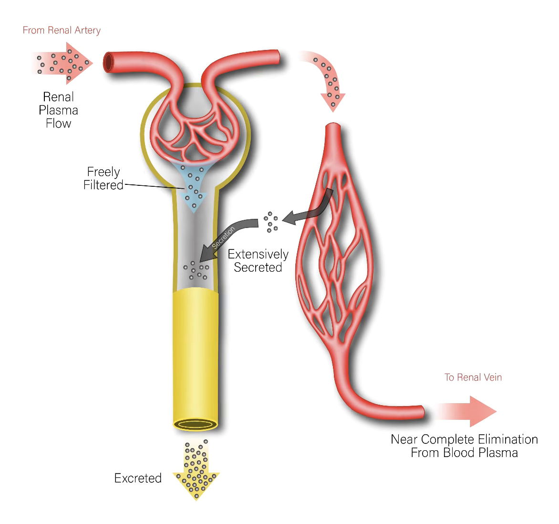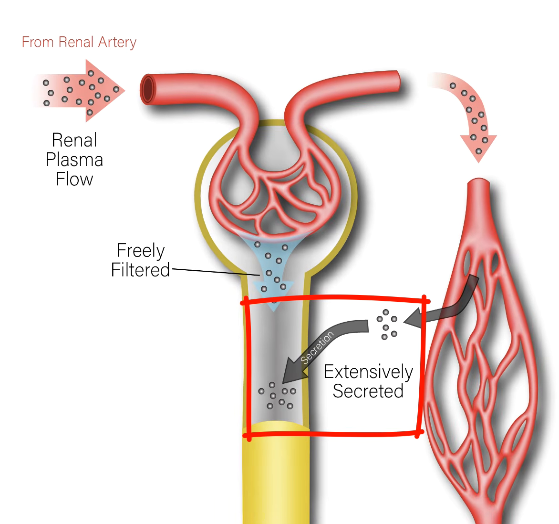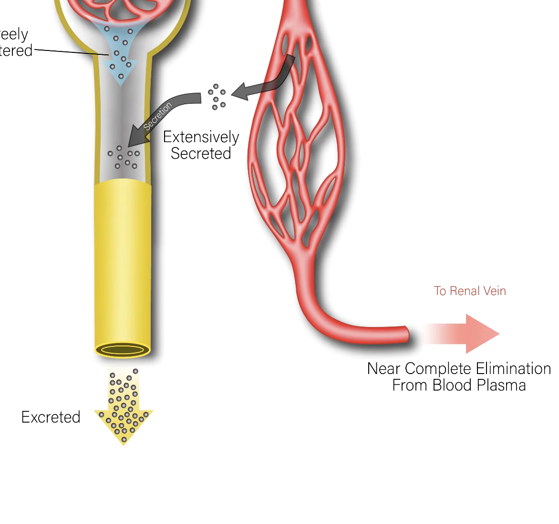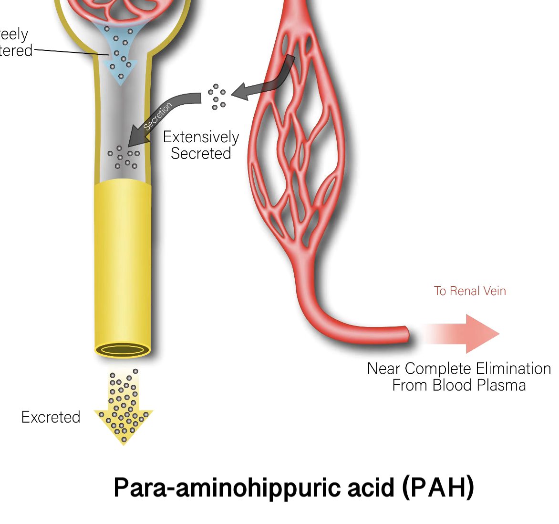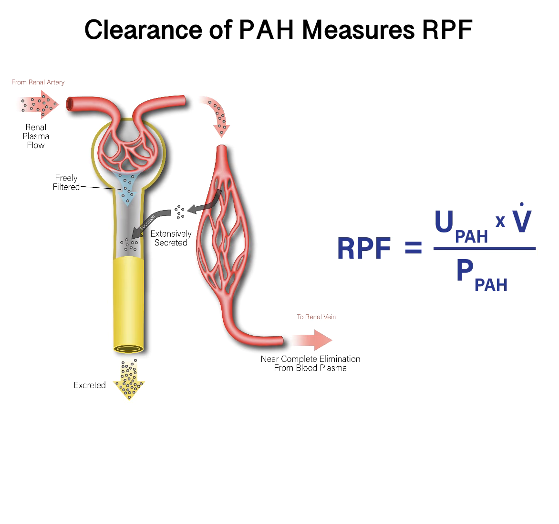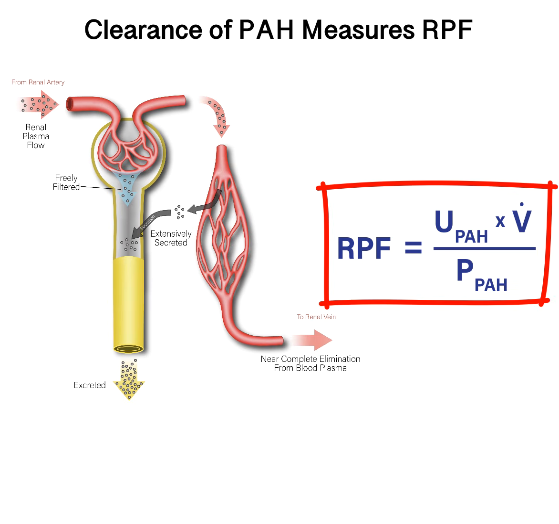Some substances are not only filtered, but are so extensively secreted that nearly all of the substance is removed from the blood plasma on a single pass through the kidneys, such that the substance is virtually absent in the blood leaving the kidneys through the renal vein. An example of this is PAH. Note that this is only true at low plasma concentrations of PAH. In this case, the renal clearance of that substance, again, let's say PAH, is not only very high, it is equal to the renal plasma flow.